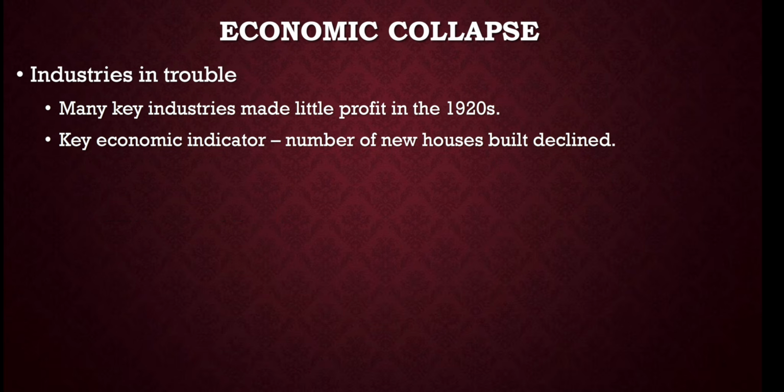So towards the end of the 1920s, the economy began to collapse, but there were always signs that it was going to. First of all, there were many key industries that were in trouble because they weren't making a whole lot of money. The key economic indicator to determine how your economy is doing is the number of brand new houses being built.